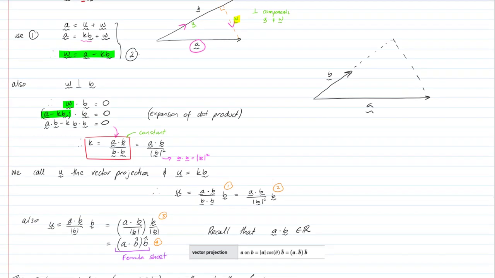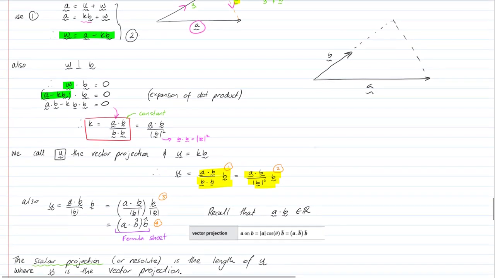Of course, B dot B is equal to the magnitude of B squared. We've seen that previously as well. That comes from our dot product expansion. We call U the vector projection. So U is what we're attempting to find, and U is equal to KB. So therefore U is equal to A dot B over B dot B times vector B, or A dot B over the magnitude of B squared times vector B. So we've got these two forms here, which are nice.